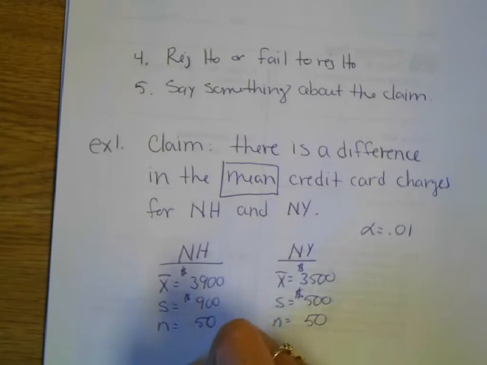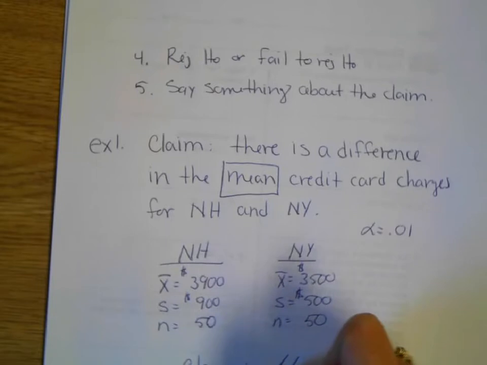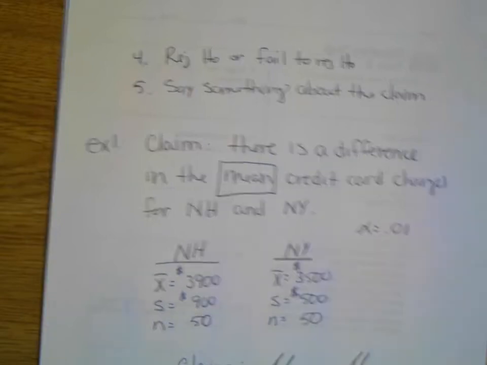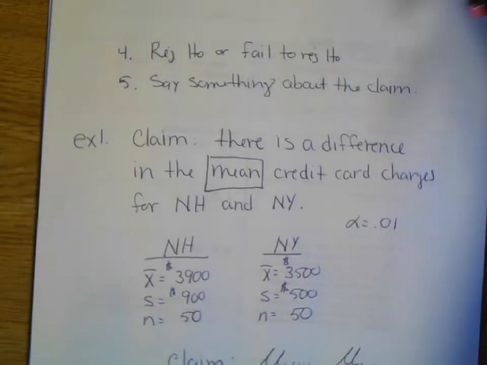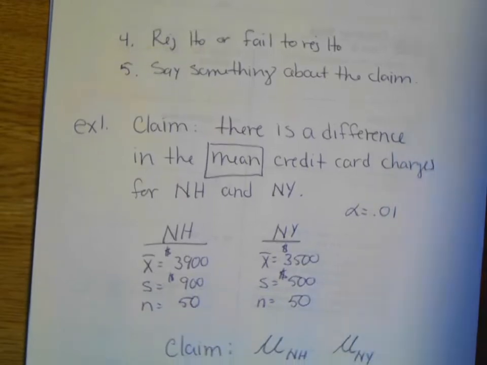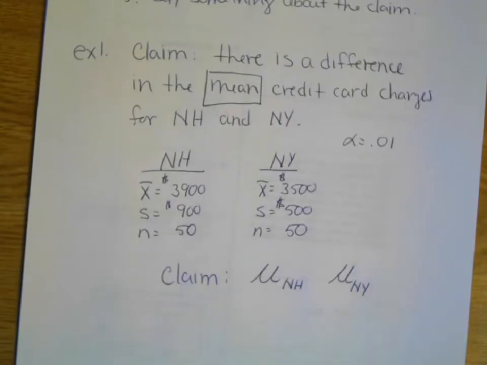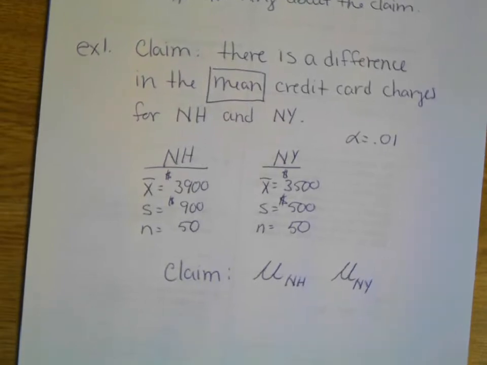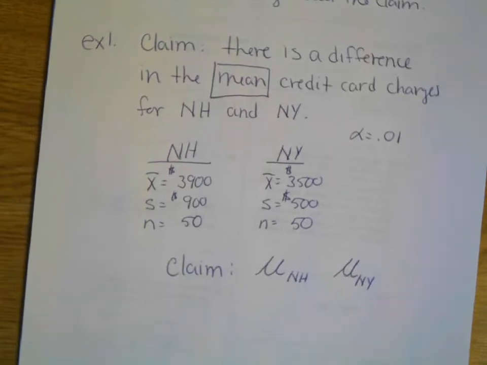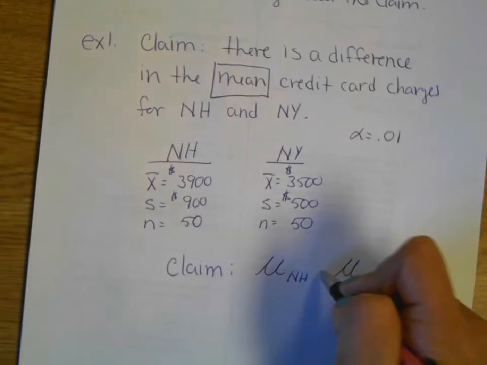So if I was to compare the mean for New Hampshire and the mean for New York, what would I be saying about them if all I say is there is a difference? What math sign says there is a difference between them? Minus. Not minus yet. There is a difference. Am I saying which one's higher or lower? No. So what sign can I put in there to say they are different from each other? Not equal to.